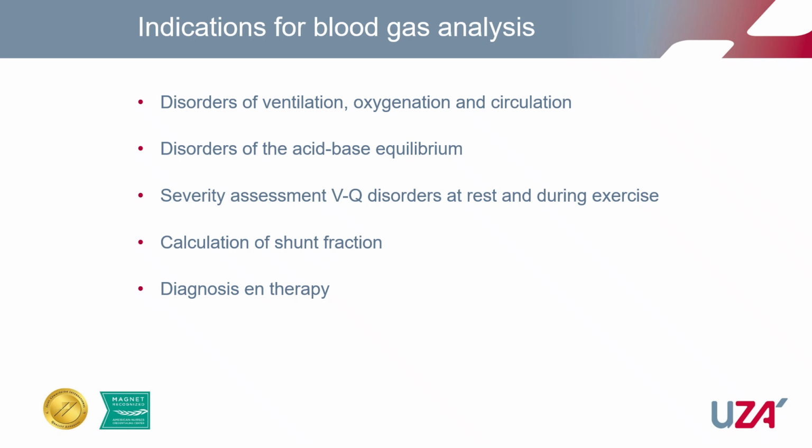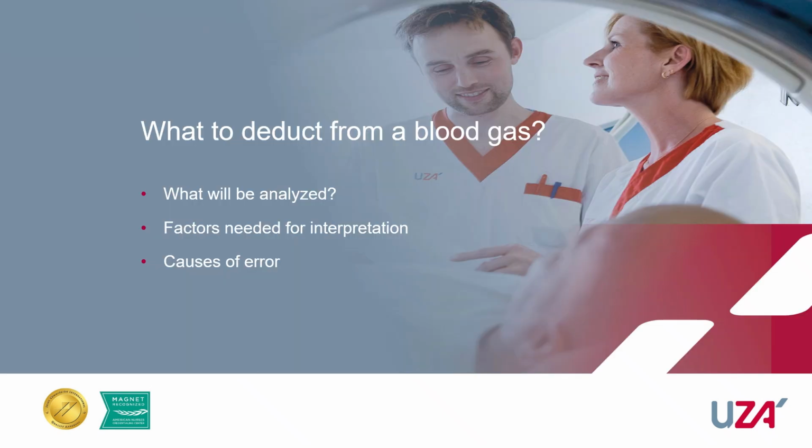Typical indications for performing blood gas analysis are disorders of ventilation, oxygenation, and circulation, disorders of the acid-base equilibrium, assessment of the severity of ventilation perfusion disorders, both at rest and during exercise, calculation of shunt fraction, and in general, you could say, for diagnosis and therapy.